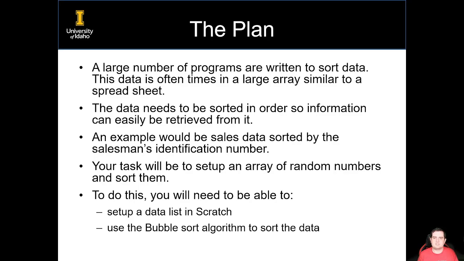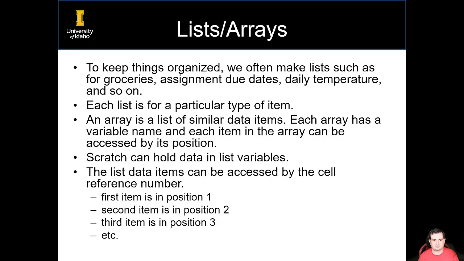This data needs to be sorted in order for information to be easily retrieved from it. An example you could think of would be sales data, sorted by your employee identification number so you can get your commissions at the end of the month. Our task is to set up an array of random numbers and sort them. To do this, we're going to need to set up a data list in Scratch and use the bubble sort algorithm to help sort this data.